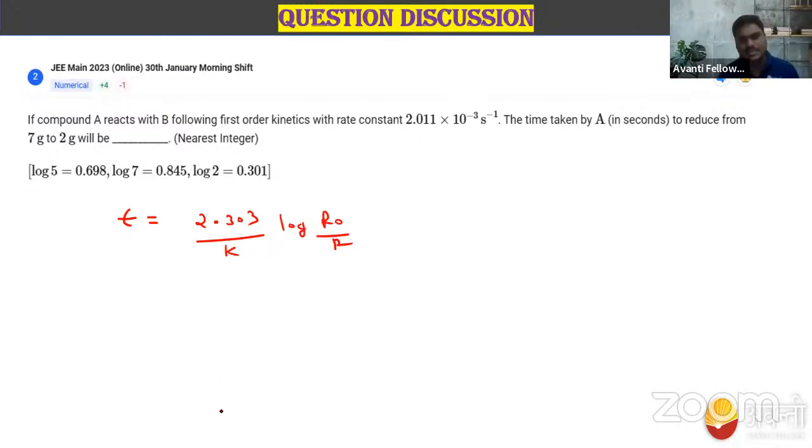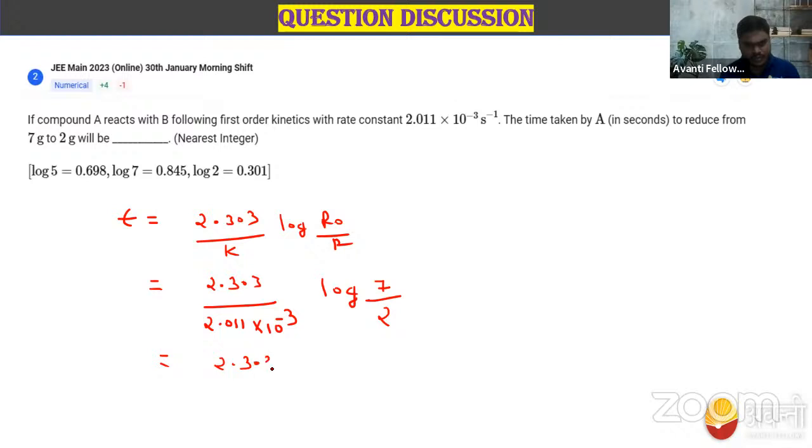But this question is not a percentage type. Earlier we took R naught equal to 100. Here we take 2.303, and K is already given, that is 2.011 into 10 to the power minus 3, and this is log of R naught over R. What is R naught? The initial concentration, that is 7 gram. What is R? That is the final, that is 2. So the time is 2.303 over 2.011 into 10 to the power minus 3, into log 7 minus log 2.